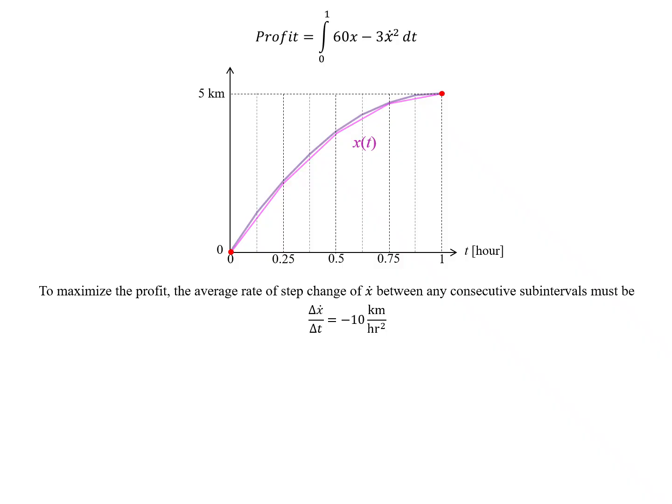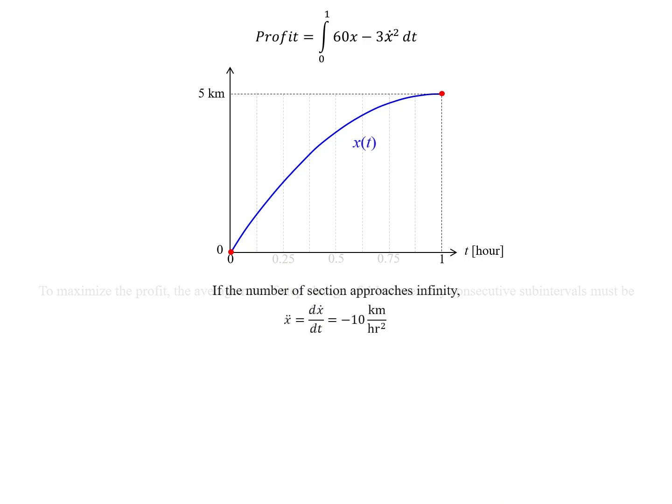It can be shown that this is always true for x with any number of sections. Subsequently, if we keep increasing the number of sections until infinity, the resulting curve will be continuous with x double dot being negative 10 kilometers per hour squared at every point, which, as we have seen before, leads to the maximum profit of $100, and that's the outline of our more graphical than analytical kind of proof.